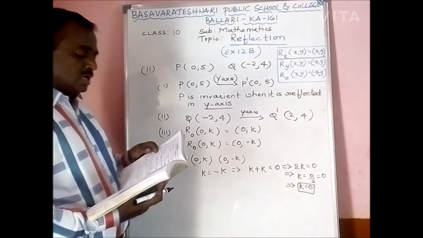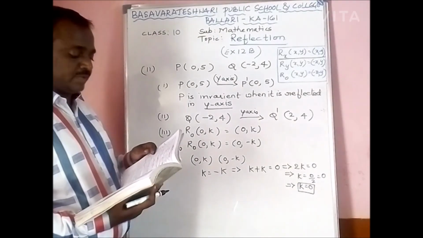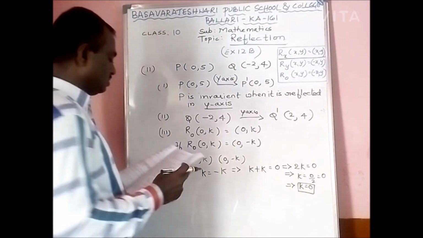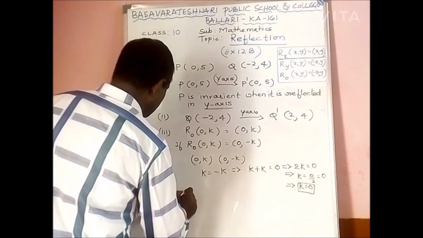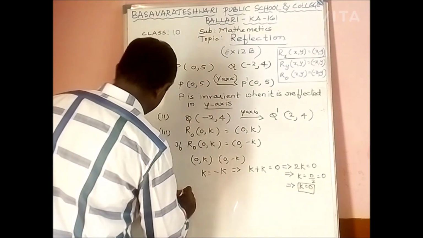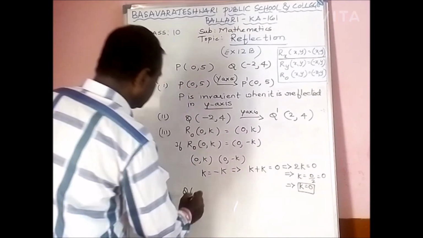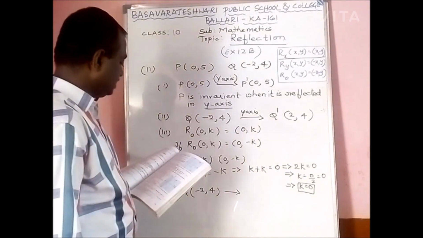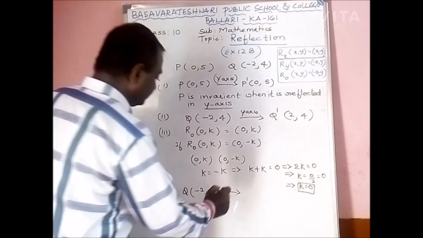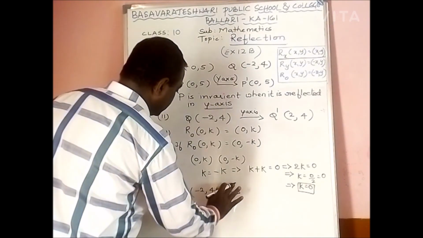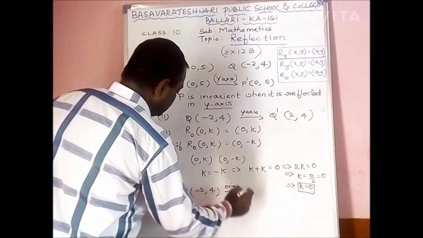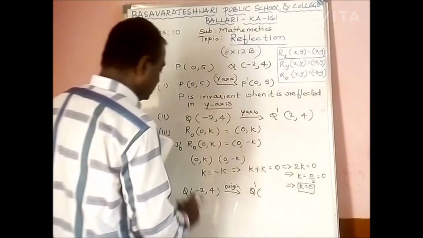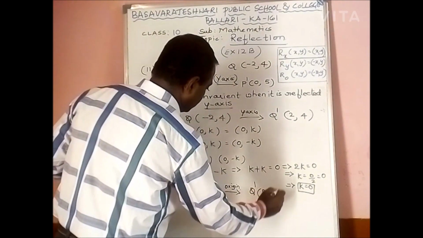Value of k. Write the coordinates of the image of Q obtained by reflecting it in the origin, followed by reflection in the x-axis. So what is the Q point here? Minus 2, 4. Reflecting it in the origin, it becomes Q dash. Reflecting in the origin, both signs change, so here already minus is there, so 2, minus 4.